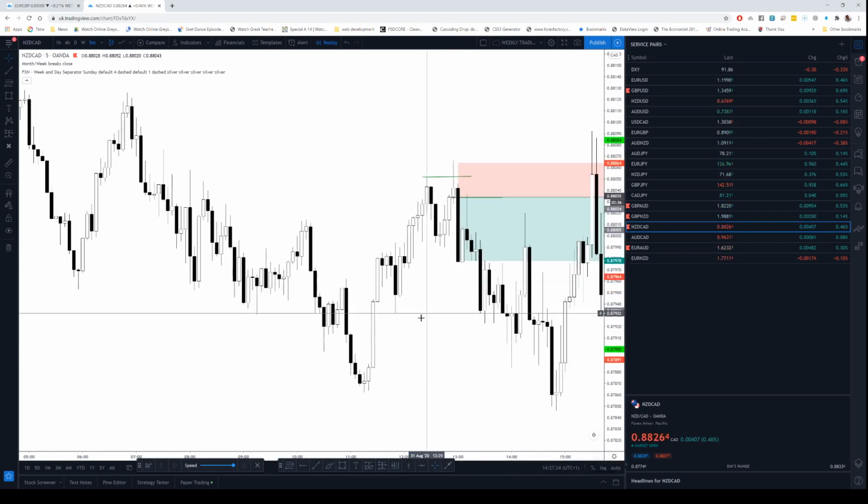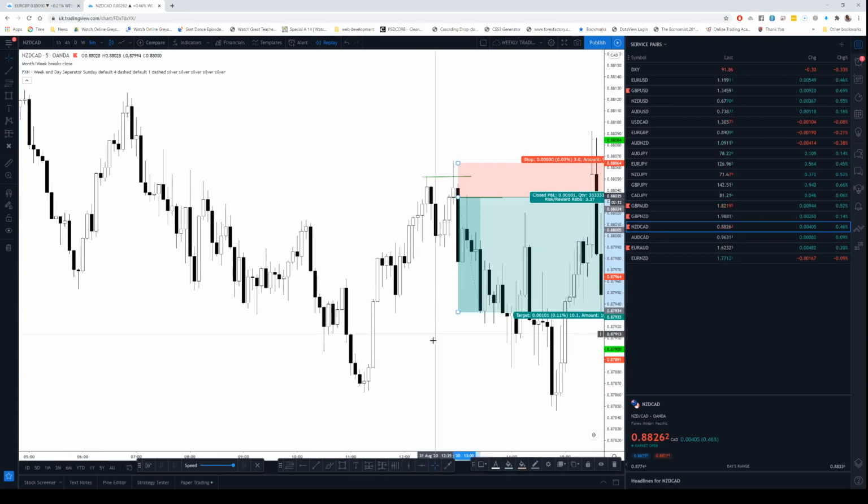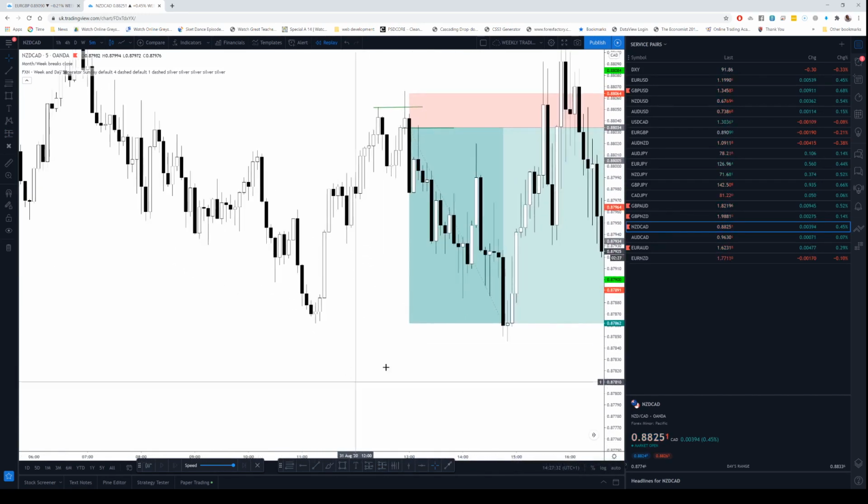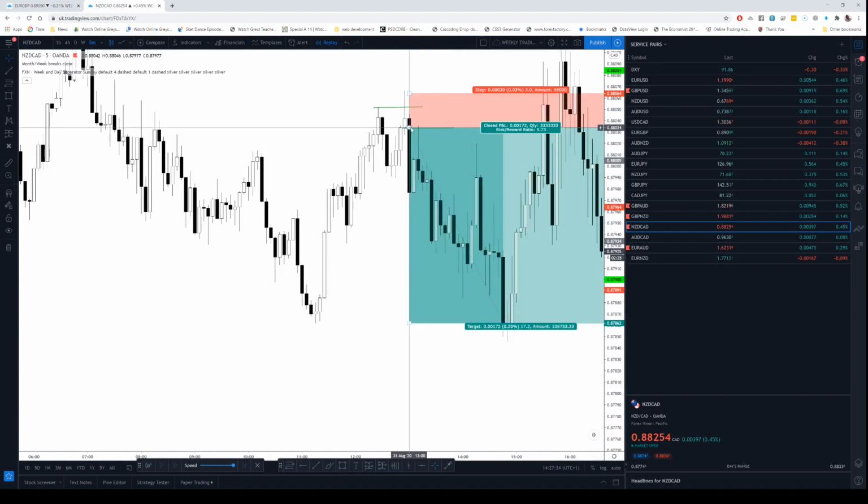And then, like I said, you target swing lows. So you target this low, and then you target that low, and then you keep targeting lows until you get stopped out, or if you're content with what you've got, then you close your trade.